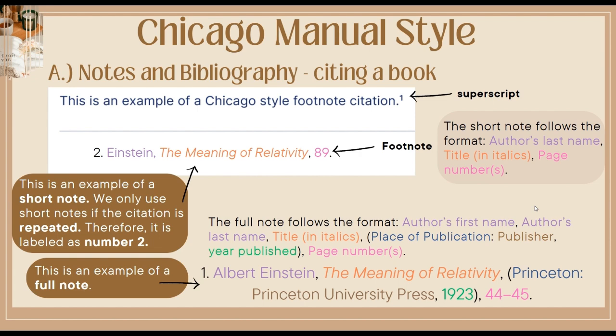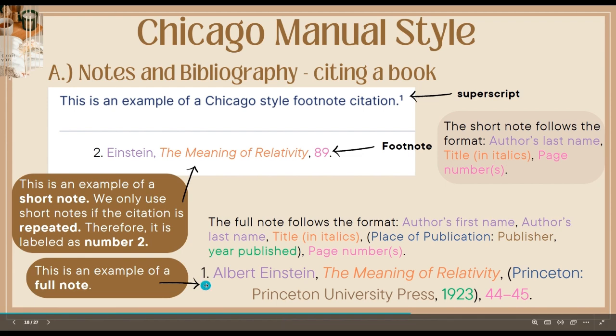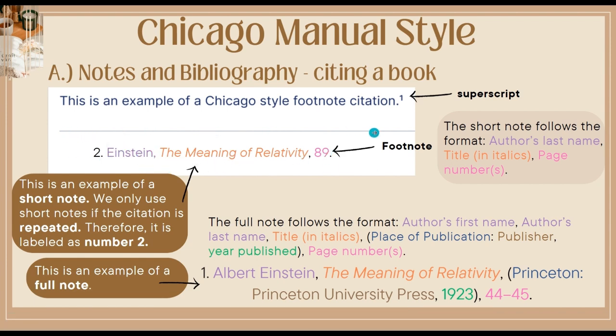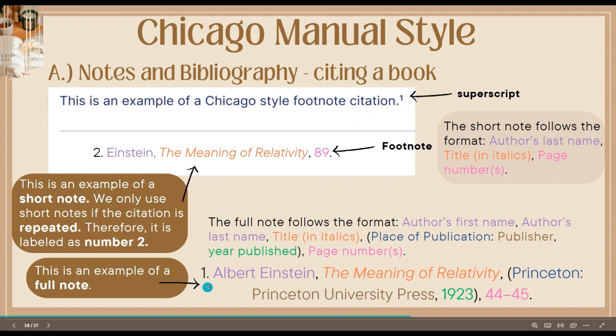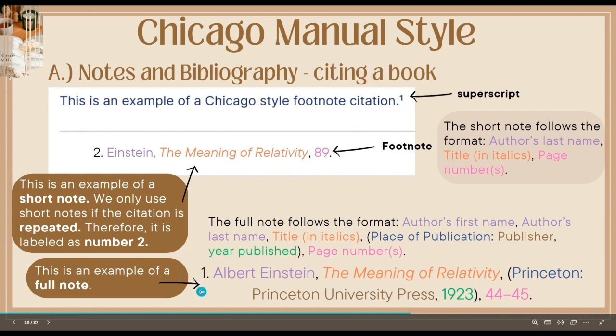Here is an example of a footnote. Say, for example, this is your background of the study, and then this is your superscript, and then this is your footnote. This line is called the footnote line, and the superscript number must correspond to the footnote. Now, I mentioned earlier that there are two types of footnote, the full note and the short note.